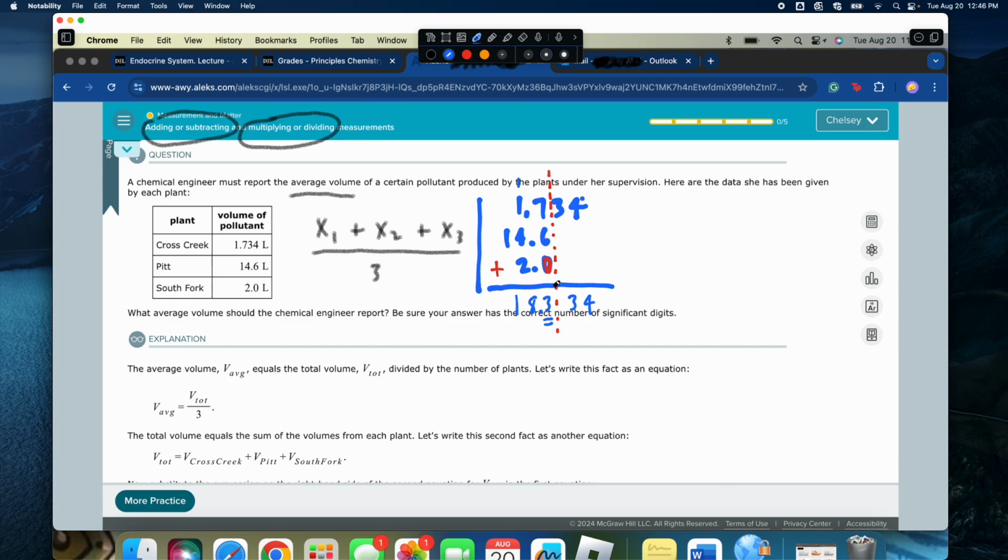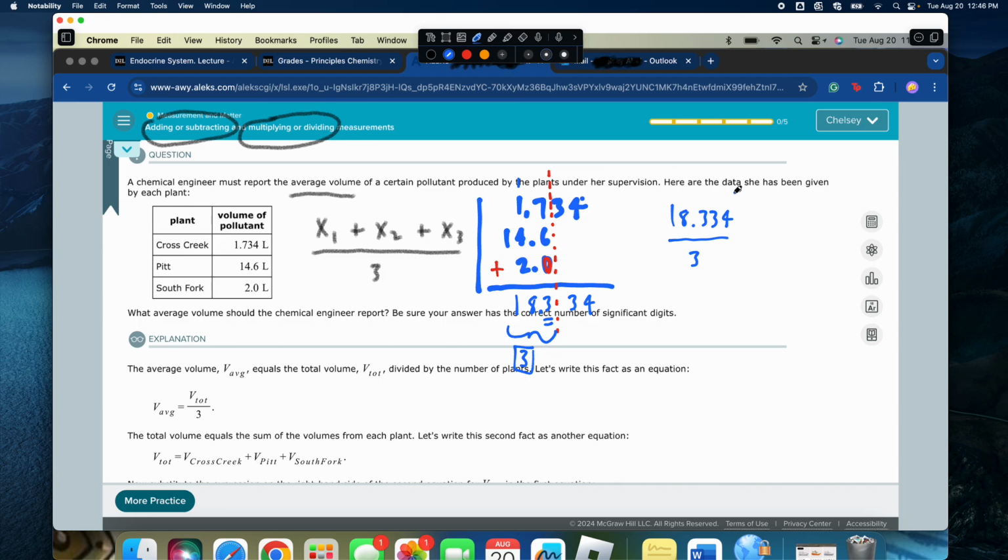Now, I still need to carry all of my digits when I'm doing my math. So what I'm going to do now is say 18.334 divided by 3. And that 3 is an exact number, so the sig figs doesn't matter. But here, I've got a trick question for you. How many sig figs in this number, 18.334? You're not going to like my answer. How many sig figs in that number? It turns out it's got 3 sig figs.